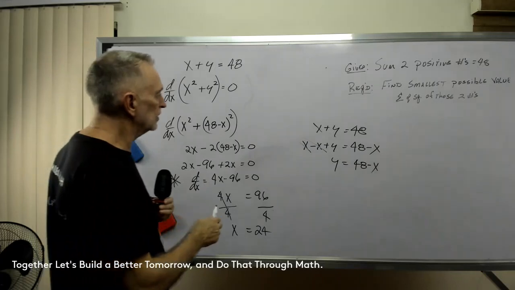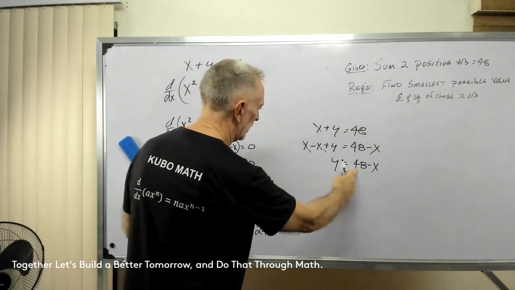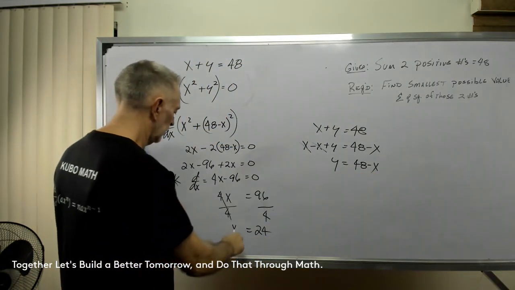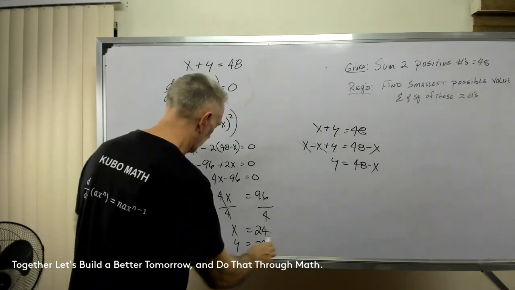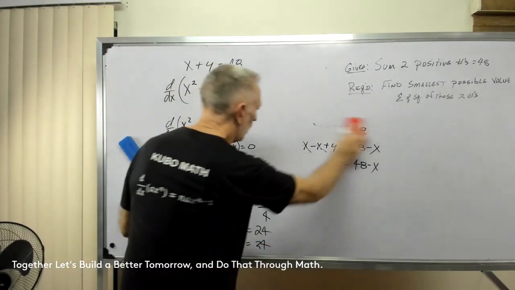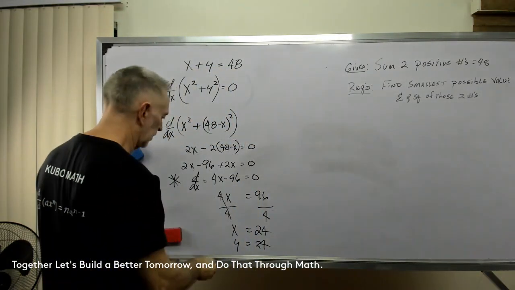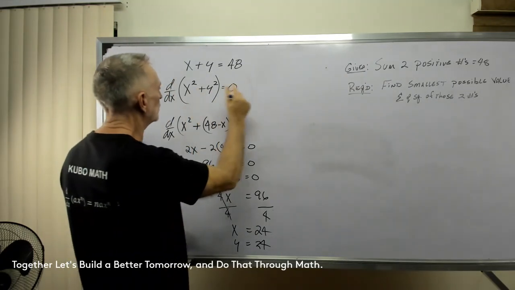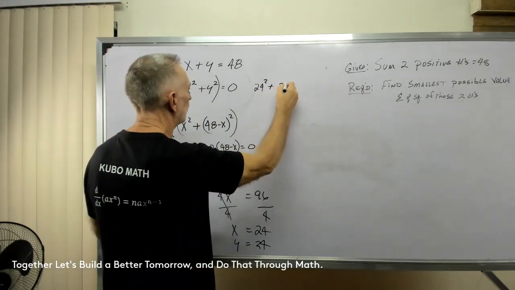All right, so what does that mean y equals? Well, y equals 48 minus 24. It's also 24. So x equals 24, y equals 24. Okay, if I square those, let's see. So now this x squared plus y squared, so I had 24 squared plus 24 squared.